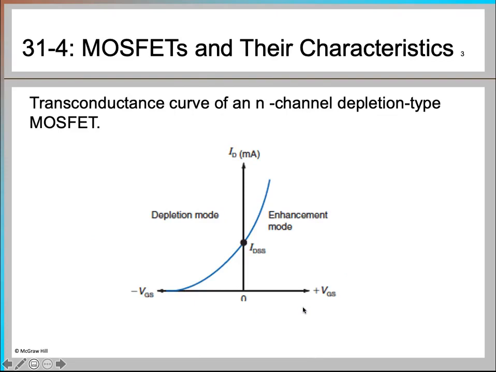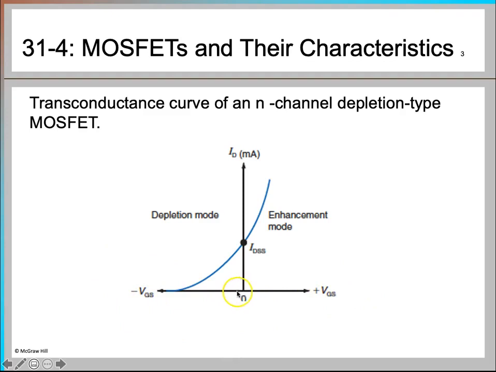This is the transconductance curve of an n-channel depletion type MOSFET, and as you can see, when the VGS is zero, you have some drain current here. That drain current is IDSS, which means the drain current when the gate is shorted. On this x-axis, we have the gate to source voltage, and here you have negative voltage and positive voltage, and at the center you have the zero gate voltage.